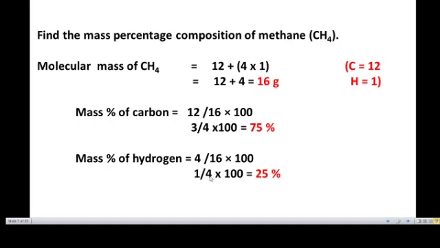1 4 is 4, 4 4s are 16. So, 1 by 4 into 100. 100 by 4 is equal to 25%. So the mass percentage of carbon in CH4 is 75%, and the mass percentage of hydrogen in CH4 is 25%.